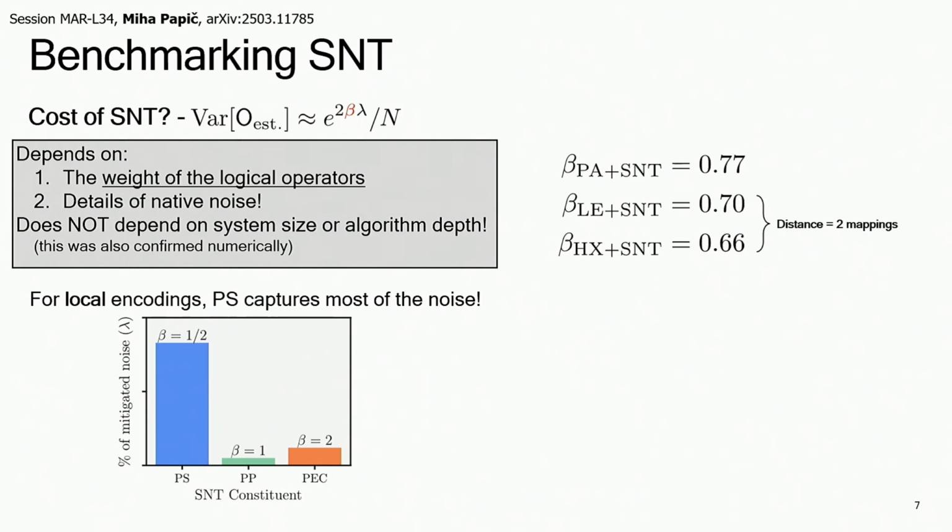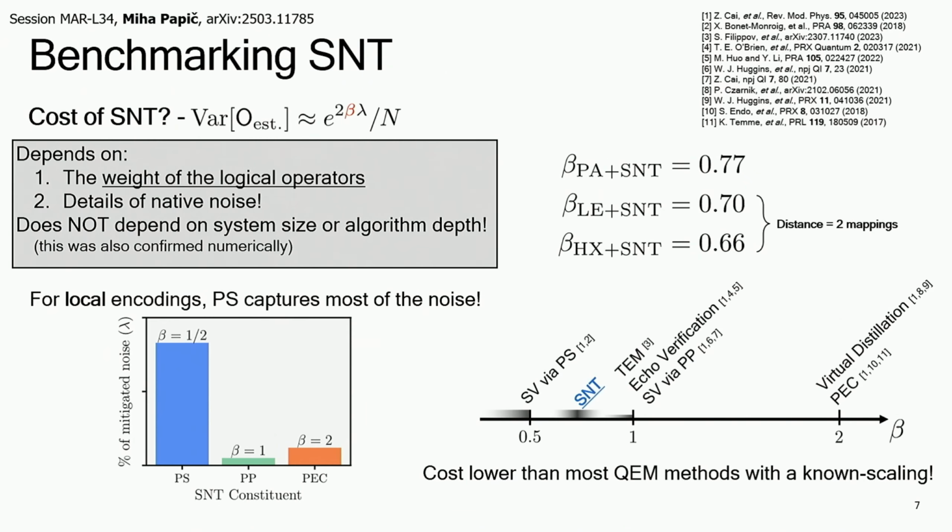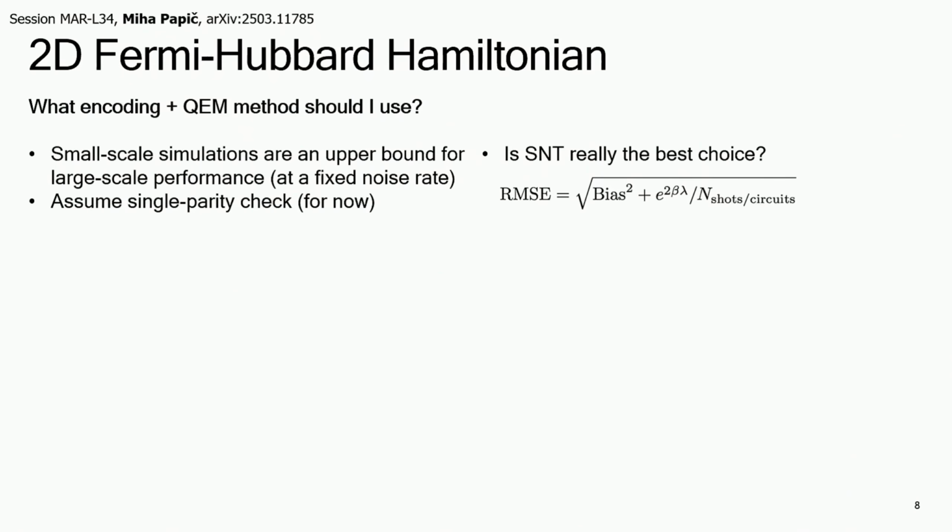So for the simulations, these are the numbers that we got. The numbers are a bit lower for higher distance encodings because they're able to detect more noise. To put these numbers into perspective, we compared them to other error mitigation techniques which are out there, out-of-the-box solutions that you can use, which have a known scaling in terms of beta. And here we can see that subspace noise tailoring does outperform most of them. Symmetry verification by itself with stabilizer-based post-selection is cheaper, but it comes at a very, very high bias. So this is some results from small-scale simulations of 2 sites, 4 fermionic sites.